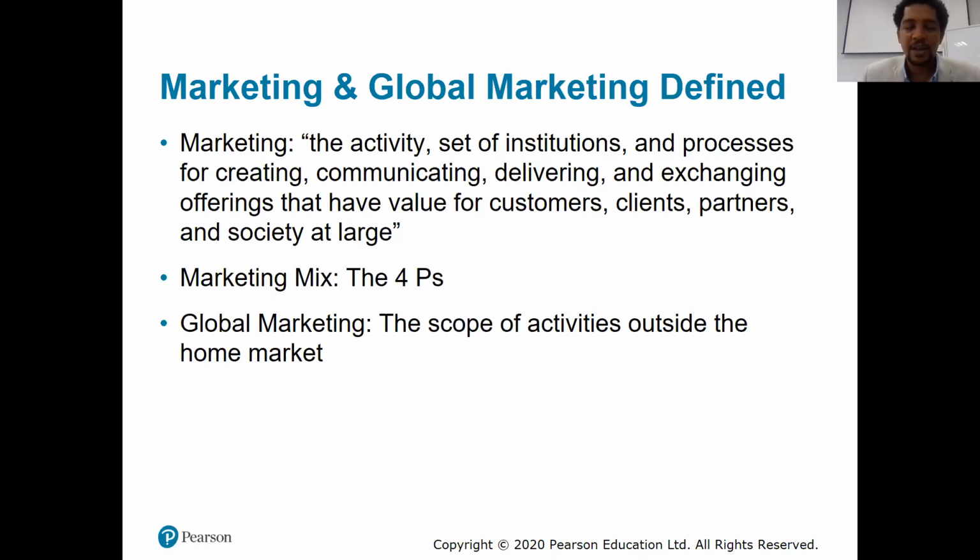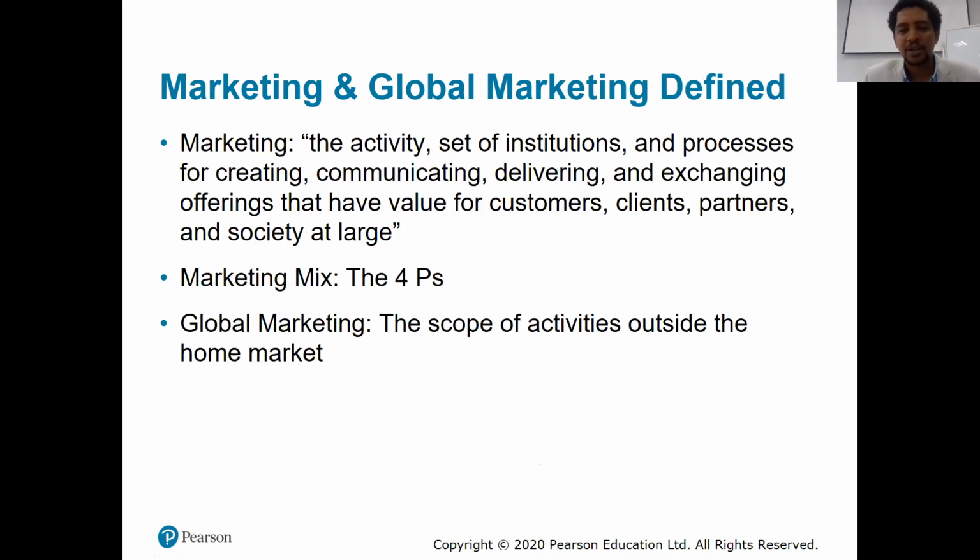So marketing, whether it is global or domestic or regular, is defined as the activity, sets of institutions, and processes for creating, communicating, delivering, and exchanging offerings that have value for customers, clients, partners, and society at large. So this is a kind of broad definition for marketing, okay? You have to give more focus to this word, value. Value proposition is very important in marketing, okay? Value for customers, clients, partners, and society at large.